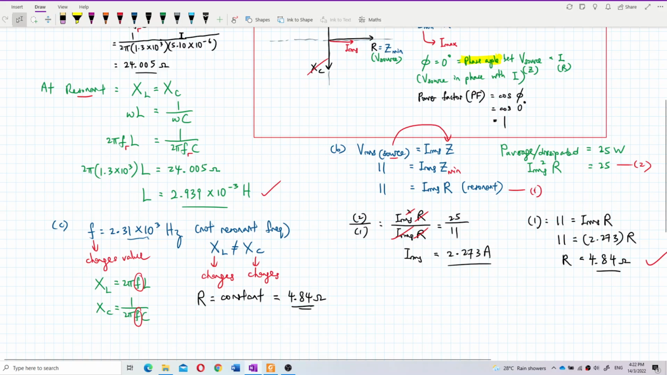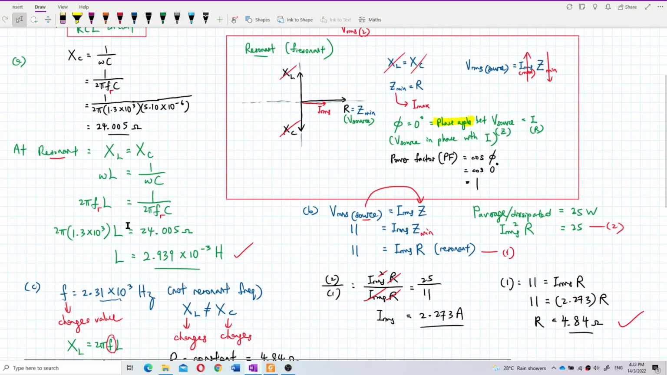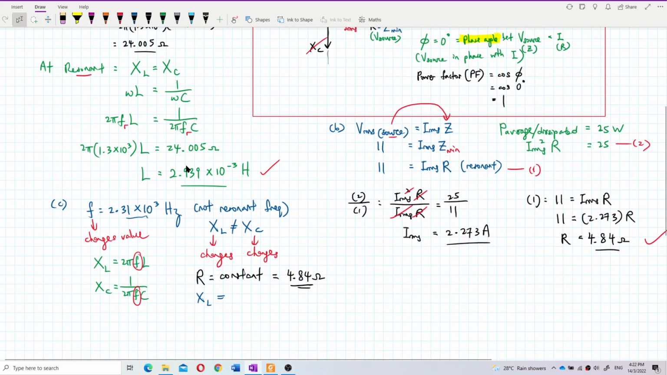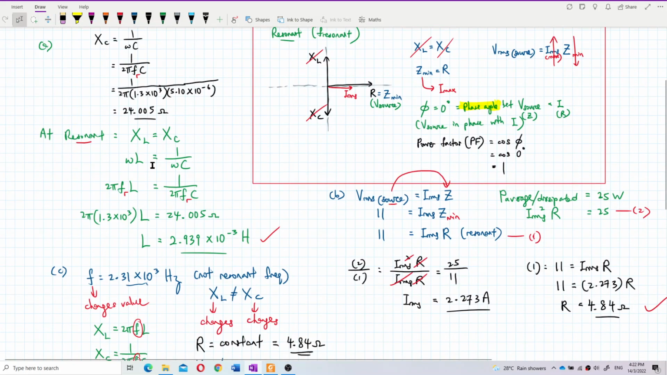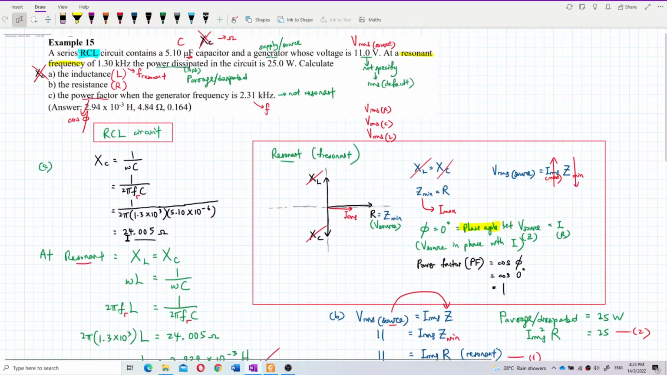But we can say that XL is not XC anymore. XL is not 24.005, and XC also is not 24.005 anymore, because the frequency has changed value. You need to find the new values. Only the resistance is constant. Just now you got XC as 24.005.